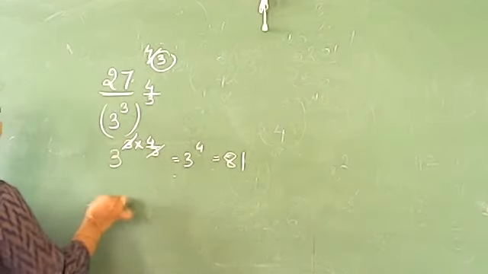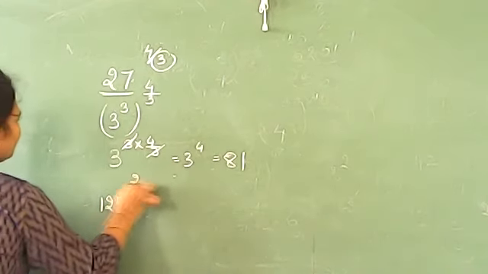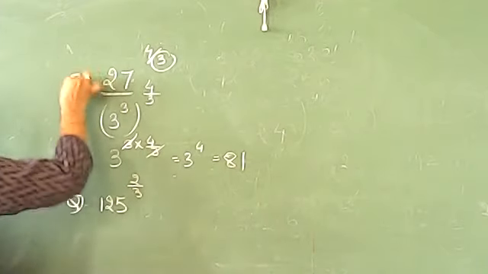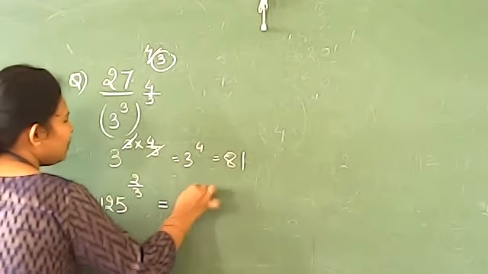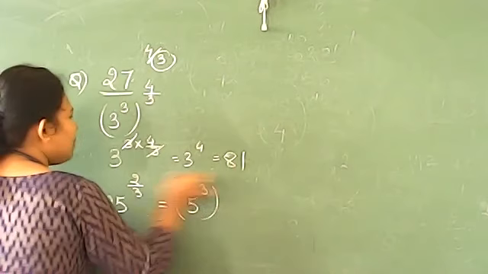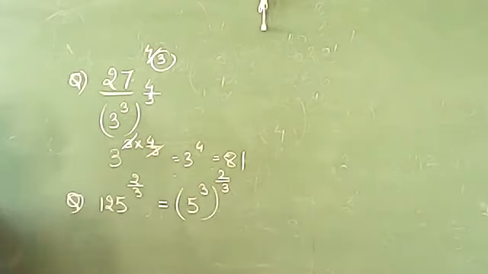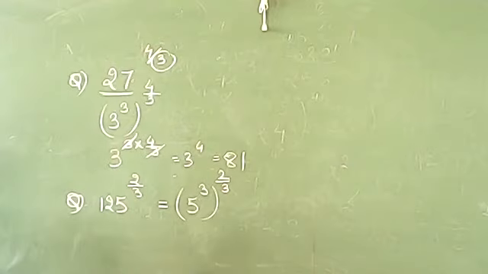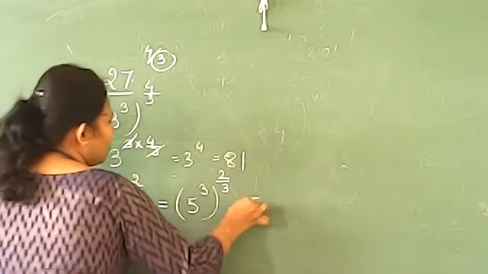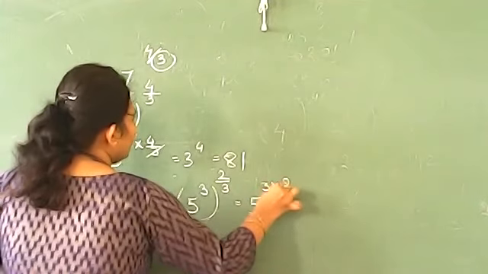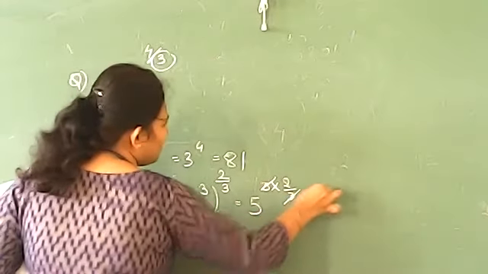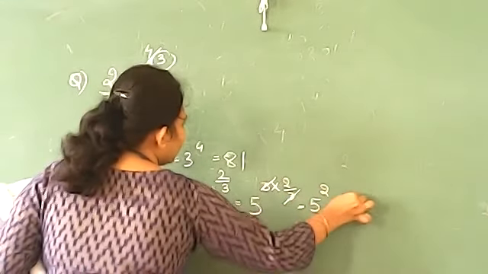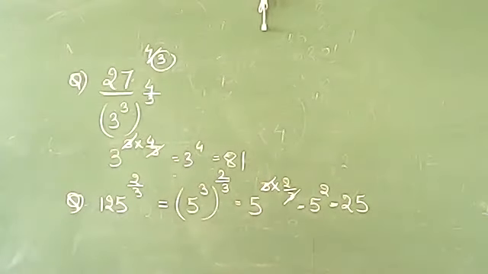Let's have one more question related to it. Suppose you have 125 to the power 2/3. Same thing: 125 can be written as 5 to the power 3. Now you have another power, 2/3. Power of power means the powers get multiplied, so this 3 gets cancelled and we have 5 to the power 2, and 5 to the power 2 is 25.